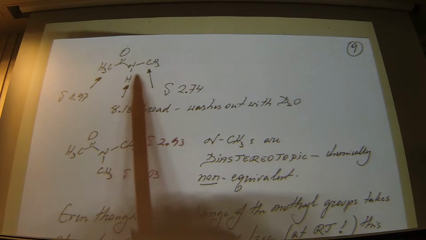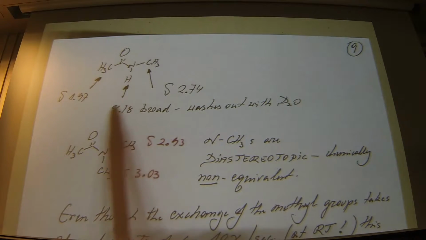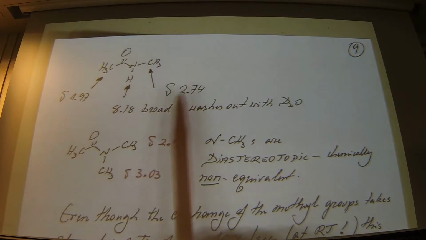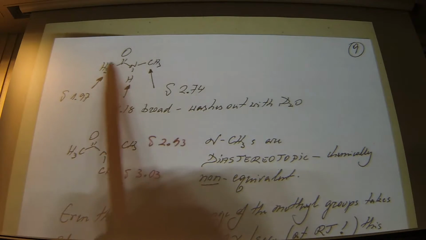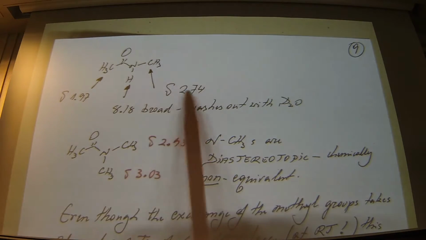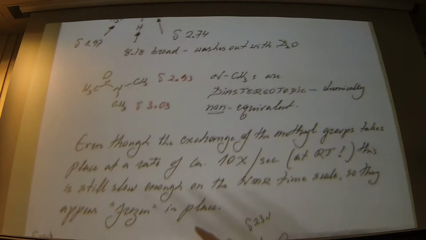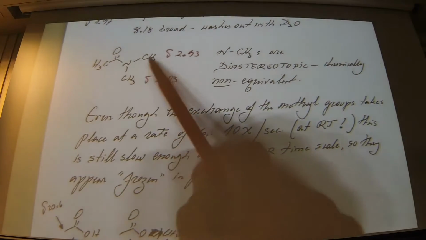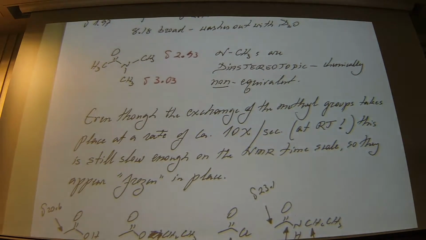But in any case, they are usually pretty far downfield and they wash out. The alpha protons, again, nothing really to say about that. N-methyls are around where you expect. This is what I said last time, that when you have two methyl groups, they're diastereotopic. They're actually distinguishable. And you know, NMR is just a really neat tool.